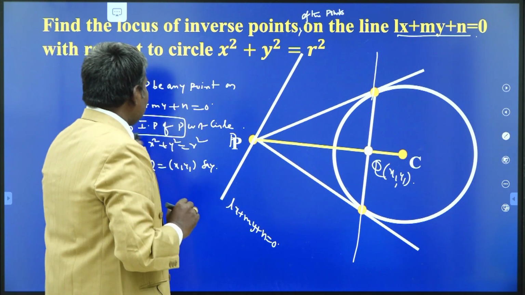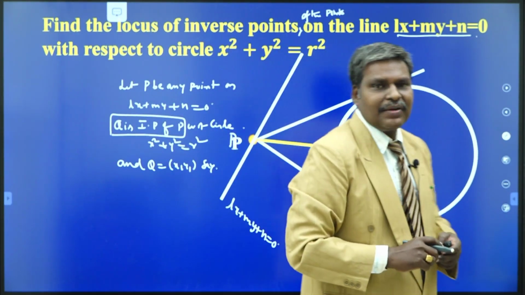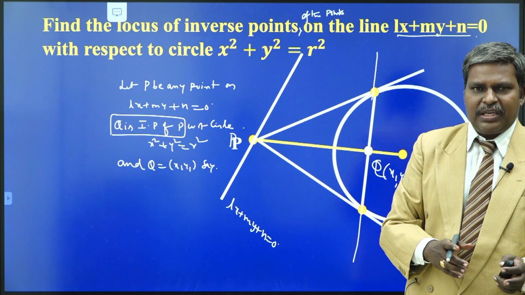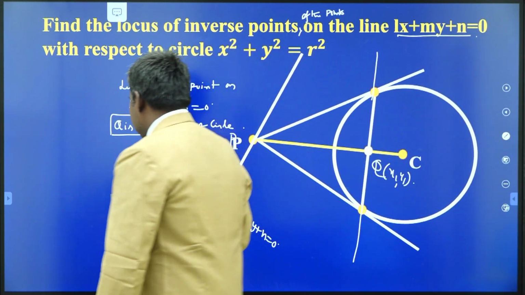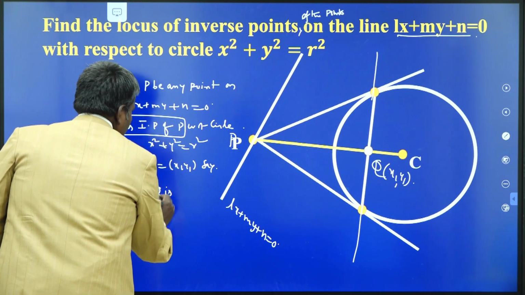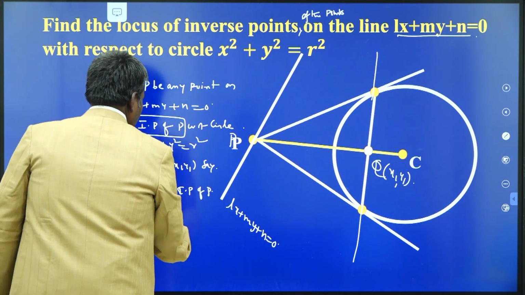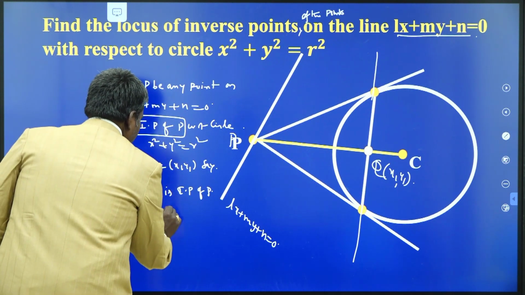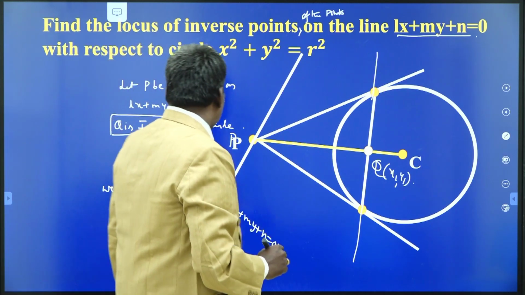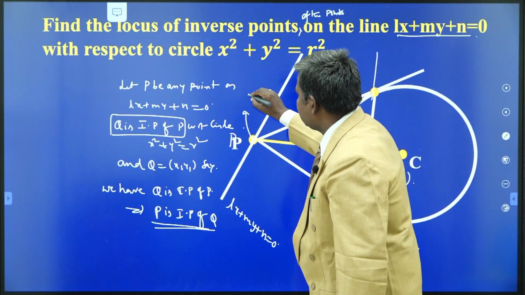Catch this one. Q is the inverse point of P, then is P the inverse point of Q or not? P is the inverse point of Q. If P is the inverse point of Q, then Q is the inverse point of P. Already we discussed it. Therefore, Q is the inverse point of P implies P is the inverse point of Q. Q is the inverse point of P, then we have P is the inverse point of Q.